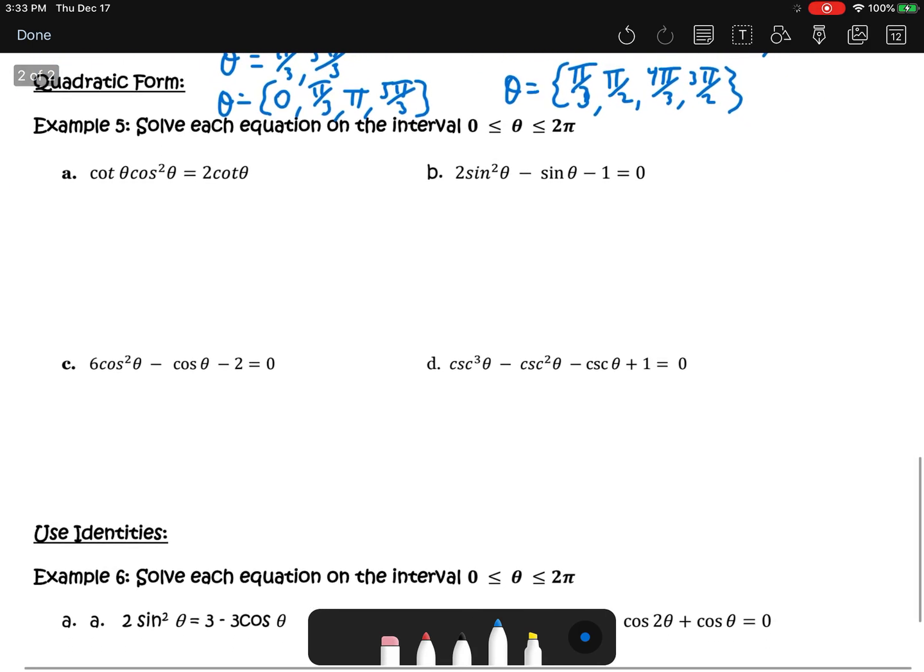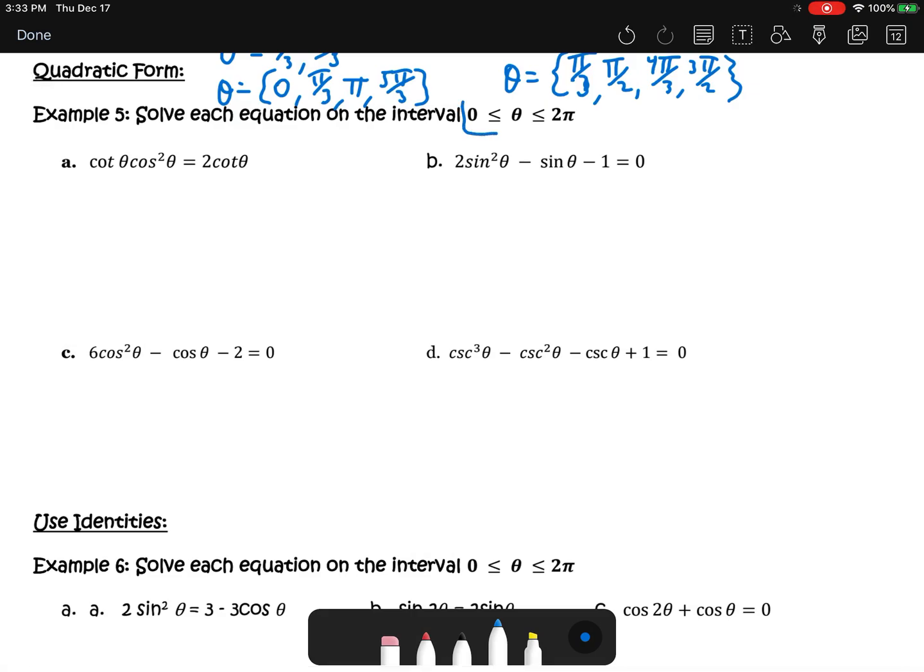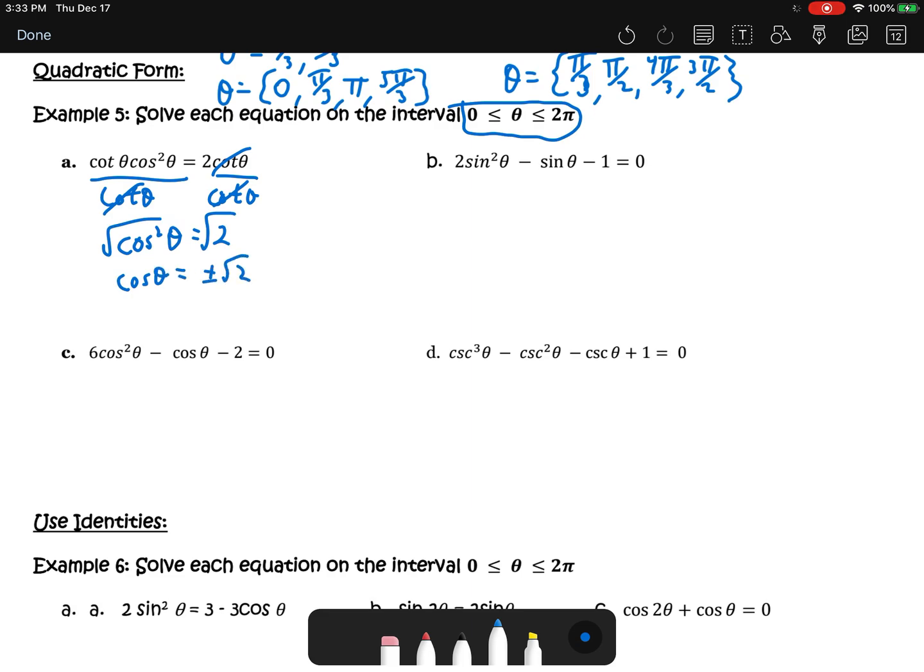Now, quadratic form. So again, we're looking from 0 to 2 pi, all the possible answers. Now it says solve each equation in quadratic form. Okay, let's see. Well, I see cotangent on both sides. So let's divide that out. So now we have cosine squared theta equals 2. So I would just take the square root of both sides. So now we have cosine theta equals plus or minus radical 2.